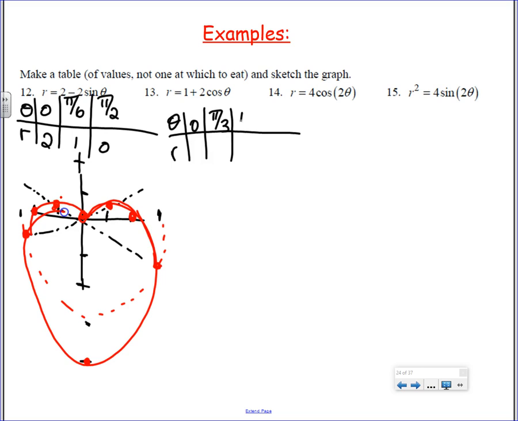Pi over 3. Does that make sense? Because that one's going to be a little bit easier. So then when we go ahead and make this curve, what happens if we plug in 0? Cosine is 1, so then 1 plus 2 is 3. Pi over 3 would be a half. That'd be 2, right? And then pi over 2 cosine is 0, but I think more is going to happen, yeah?